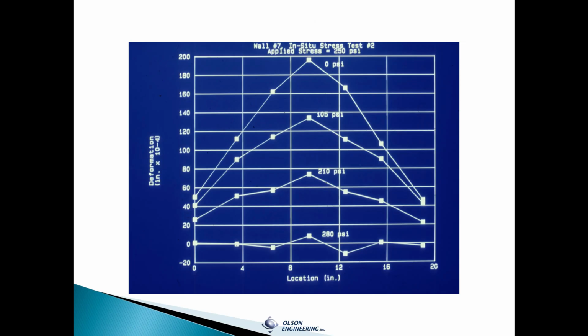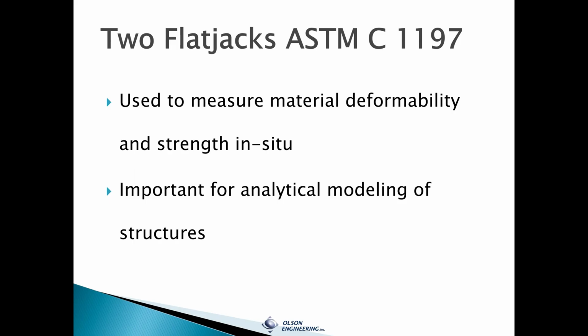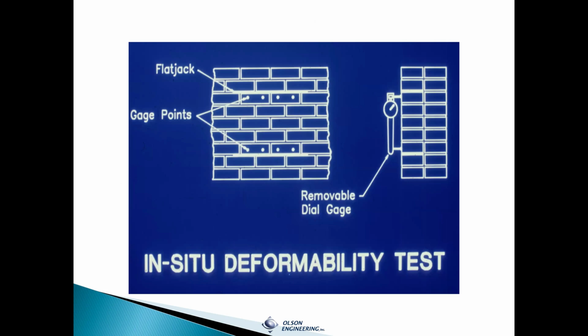It's approximately zero deformation. If you use two flat jacks, which is C1197 versus C1196, then you can get a good idea of the material deformability and strength in situ. You put a flat jack on the top and a flat jack on the bottom, have these monitoring points again, and you're trying to compress those materials. This shows the removable dial gauge. You could use potentiometers or other things too, but it's about getting the distances.